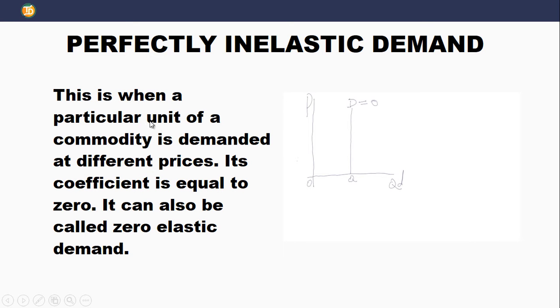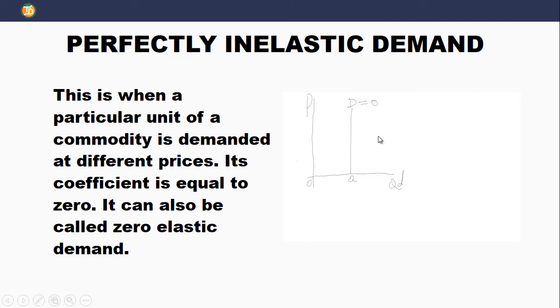The last type of price elasticity of demand is perfectly inelastic demand, and it occurs when a particular unit of a commodity is demanded at different prices. The coefficient is usually 0. So we can also call perfectly inelastic demand zero elastic demand.